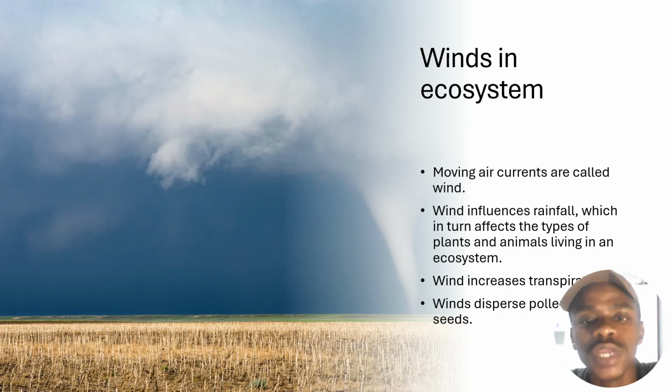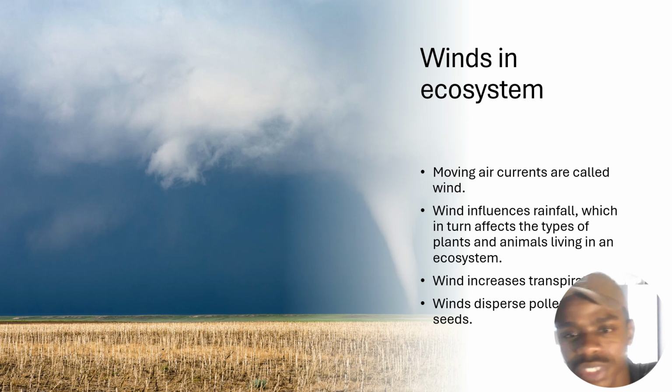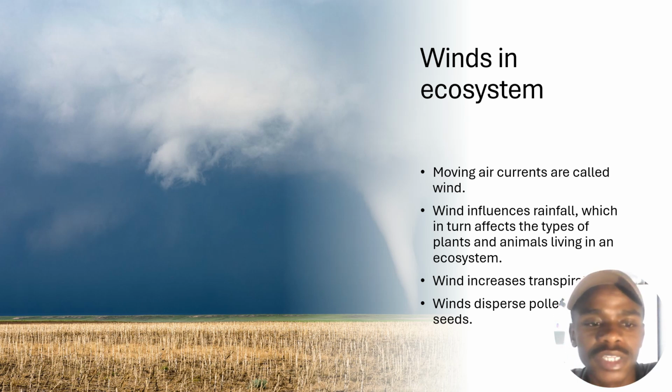Now we also have wind in our ecosystem. These moving air currents are called wind. Wind influences rainfall, which in turn affects the types of plants and animals living in an ecosystem. Wind increases transpiration, and it also disperses pollen and seeds, whereby it increases pollination through flowers.